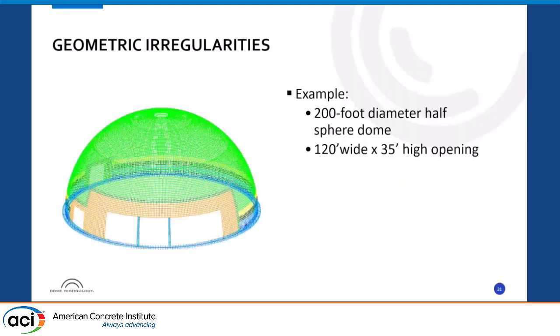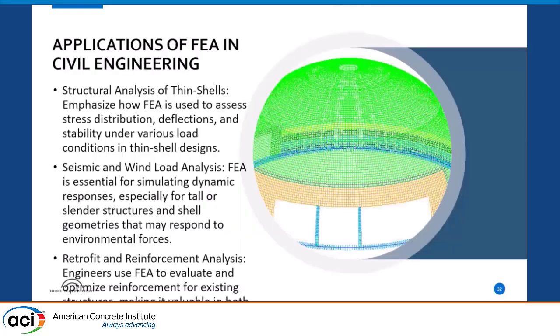We can account for large openings in the side of a shell. Chris talked about having a barrel vault with a stiff side and an unsupported flexible side. That's something that the FEA helps with. You can look at your seismic and wind loads, retrofits, and my slide. I apologize, my text ran off my slide.